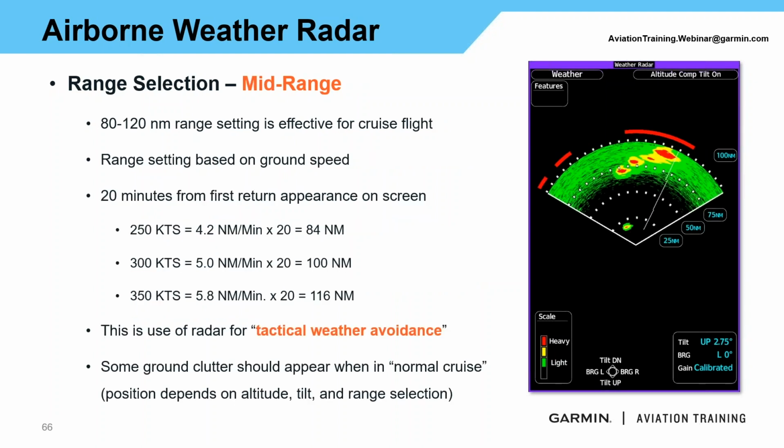For the mid-range, and this is kind of our go-to for cruise, it's 60 to 120, maybe a little farther out depending on your speed and altitude. But we want to give ourselves 20 minutes of look ahead to be able to give ourselves the best tools to make the best decisions. So 250 knots, that's going to do the math and equal about 84 miles. So I'm probably going to put it at 80. 300 knots at 100, so that works out nicely. And 350 knots, it equals 116, so just round it up to 120, and you're good to go.